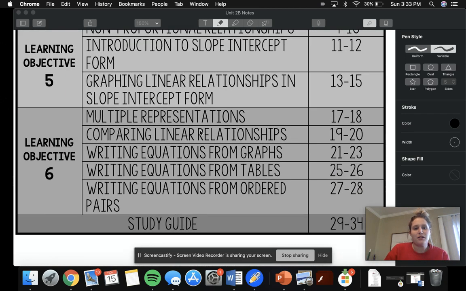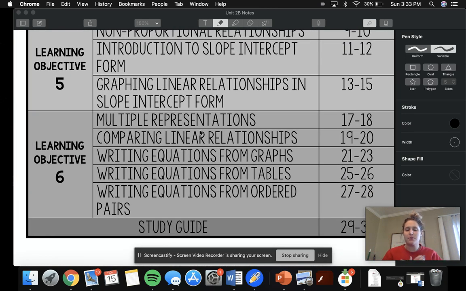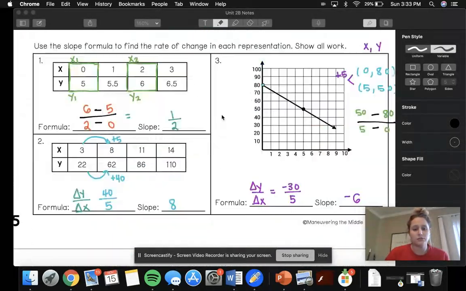Hey guys, today we are going to finally start actually graphing and putting everything we've been doing for a couple of weeks together. So we are on pages 13 through 15, so 13, 14, and 15 today. And this is all we're going to do today, just take notes and watch the video. So go ahead and get those pages out.